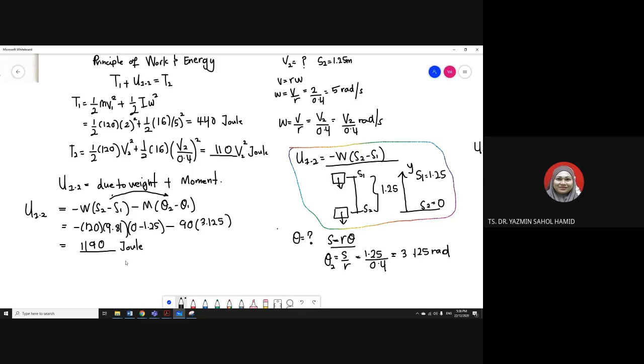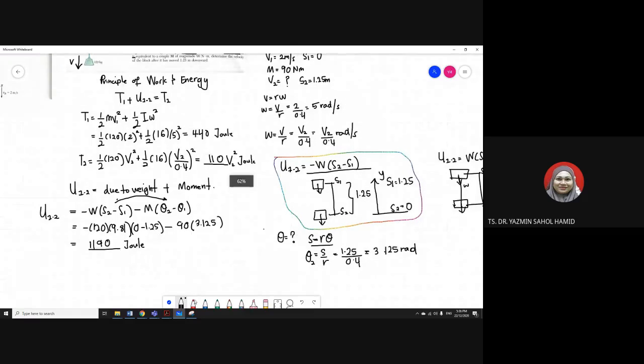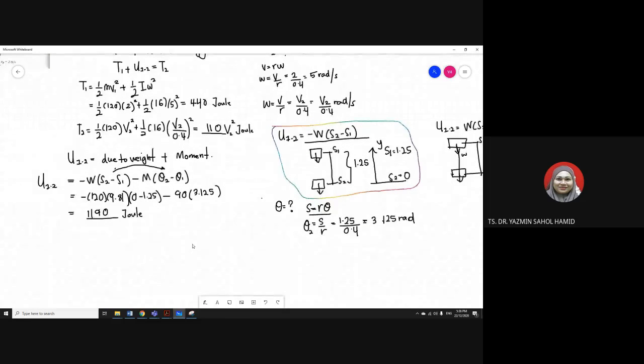So now we have all the values. You think you can find V2? Very simple. All you need to do is put into the equation T1 plus work equals T2. So T1 is 440 joule plus 1190 joule equals 110 V2 squared. So from there you can find V2. What is your answer for V2? It will be in meter per second.